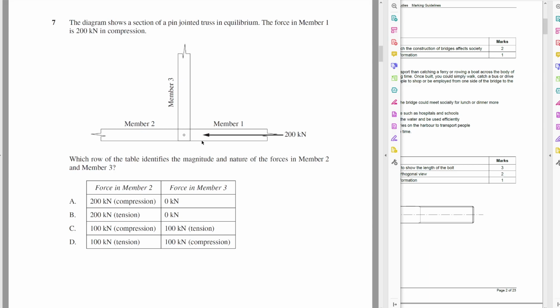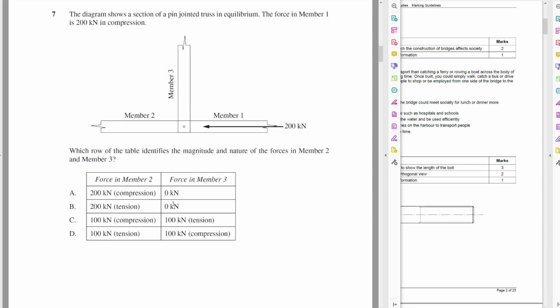Now, if we have 200 kilonewtons going to the left, member 2 is going to have to provide 200 kilonewtons going to the right. And if it's going to the right, it's going to be pushing into the node. We know that if we're pushing into the node, it's in compression. So we're going to get compression and 0, which is A. Yes, 7 is A.